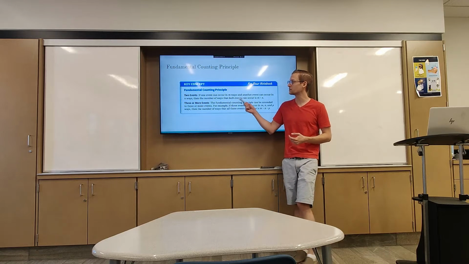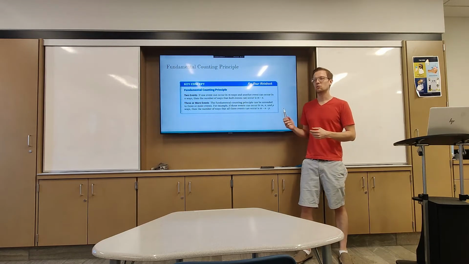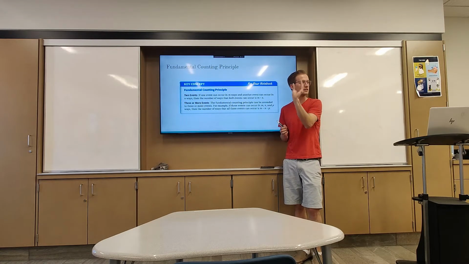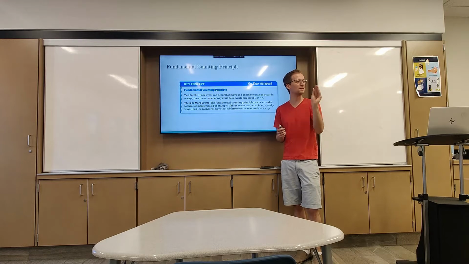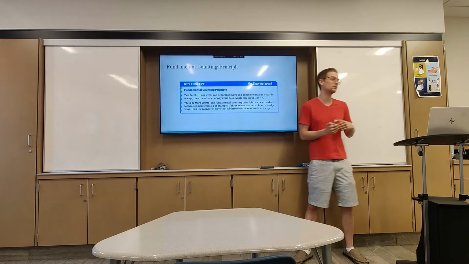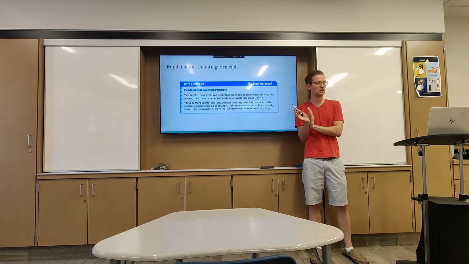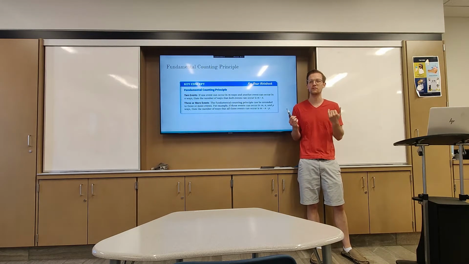Now, what the counting principle tells you is that whenever you're trying to find the number of variations of something, you pick all of its characteristics and you multiply the number of options for each characteristic that you have, and when you multiply all those together, that will give you the total number of variations.